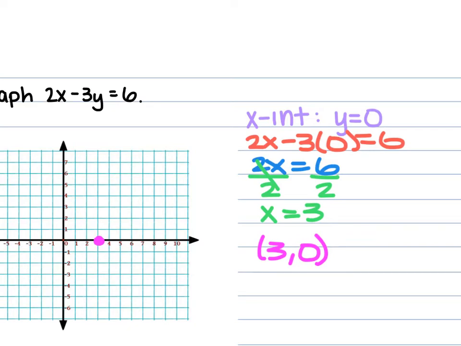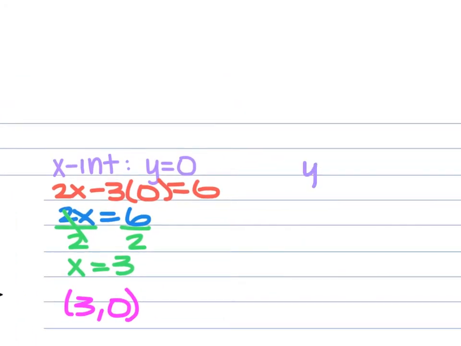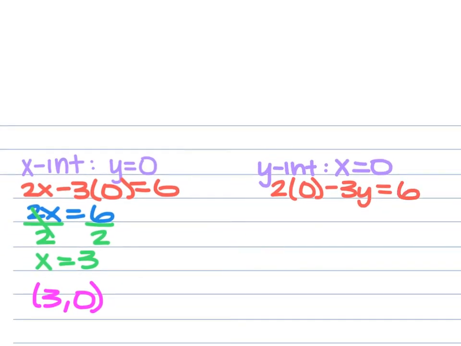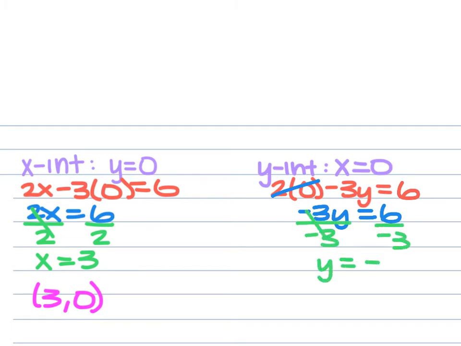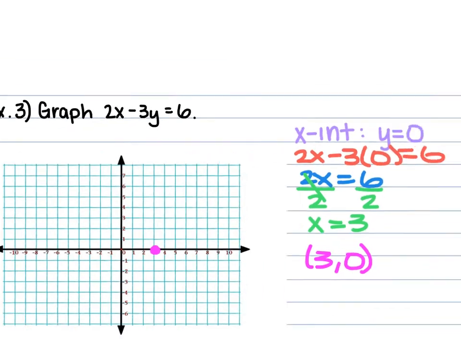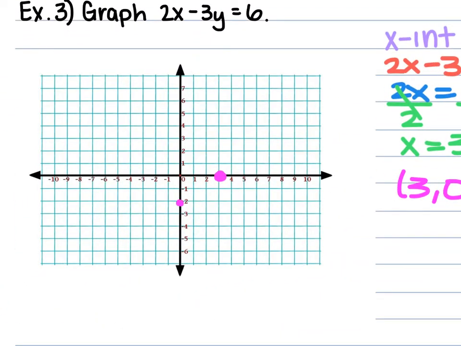And then we're going to find the y-intercept too. So to find the y-intercept, we're going to plug in 0 for x. So use the same formula. We're going to have 2 times 0 minus 3y is equal to 6. 2 times 0 is 0. Negative 3y is equal to 6. Divide by negative 3 on both sides. We get that y is negative 2. So this is the ordered pair 0, negative 2. So on our coordinate plane, 0, negative 2 is here.